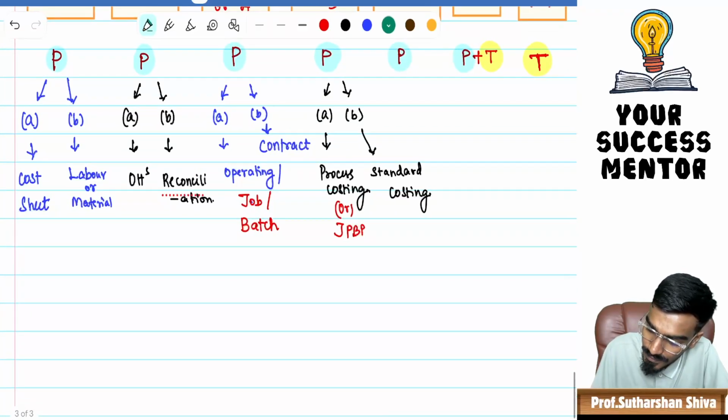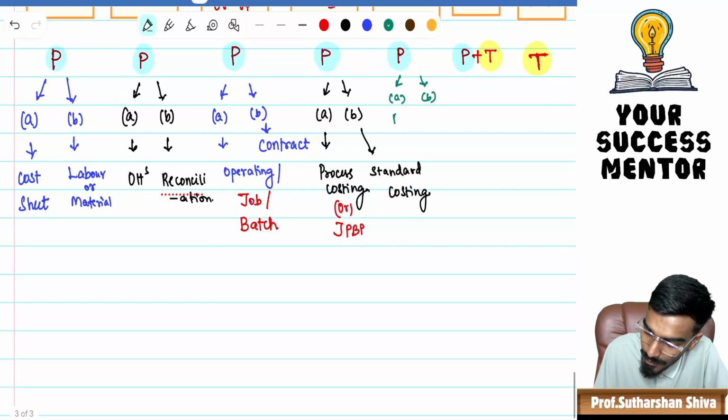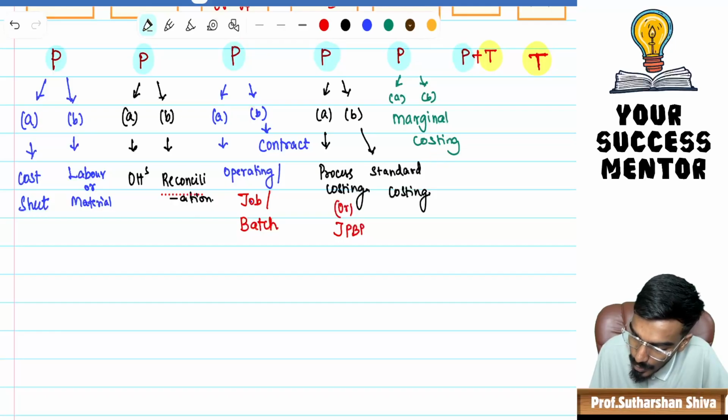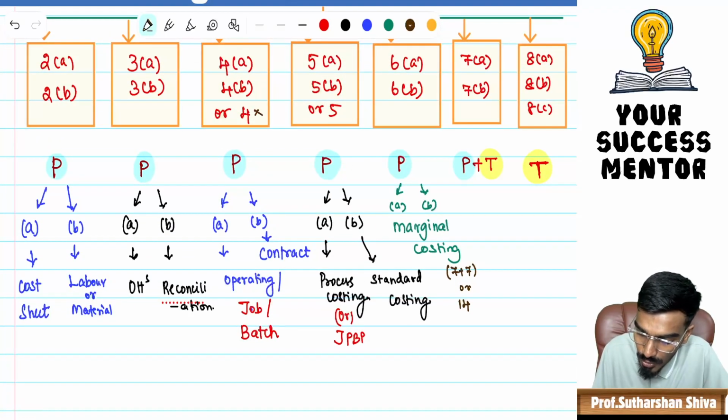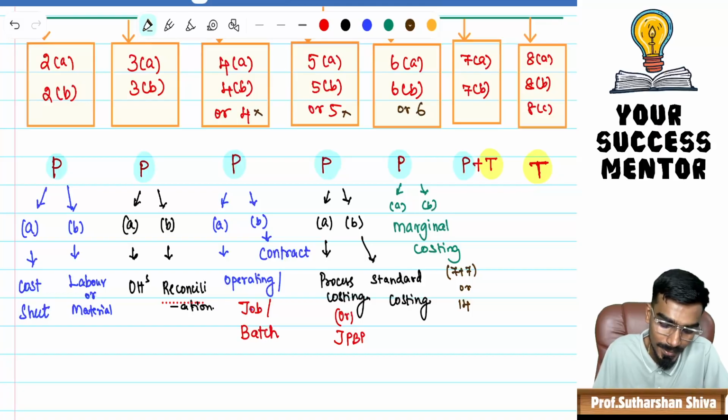6A, 6B. Why am I writing specifically in green color? It has a meaning. Entire 6A, 6B can be of marginal costing. Put together, marginal costing. Either you may get 2 questions of 7 plus 7, or you may get a single question for 14 marks. If the 14 mark question is not going to come here, it will come over here.